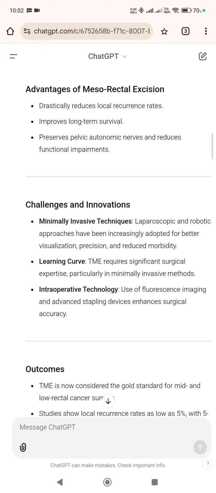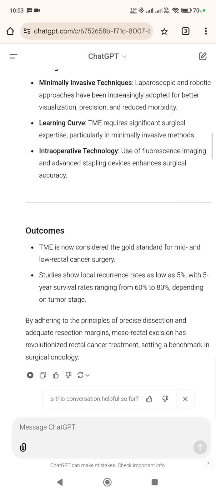Outcomes: TME is now considered the gold standard for mid and low rectal cancer surgery. Studies show local recurrence rates as low as 5%, with 5-year survival rates ranging from 60% to 80%, depending on tumor stage. By adhering to the principles of precise dissection and adequate resection margins, mesorectal excision has revolutionized rectal cancer treatment, setting a benchmark in surgical oncology.